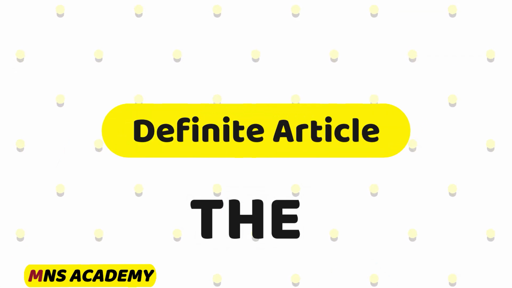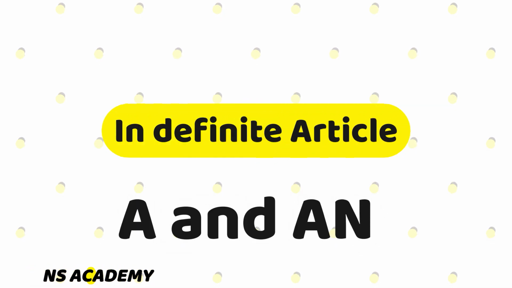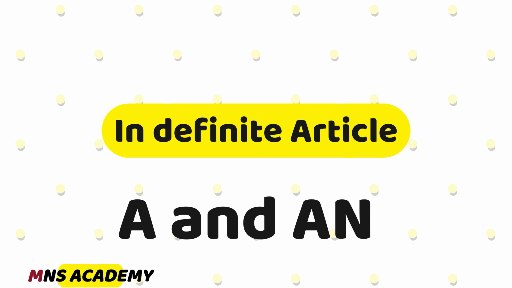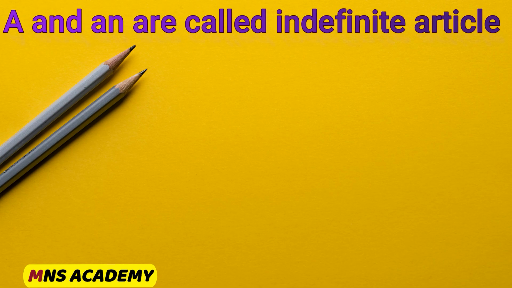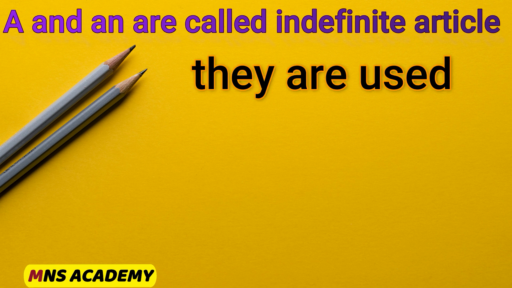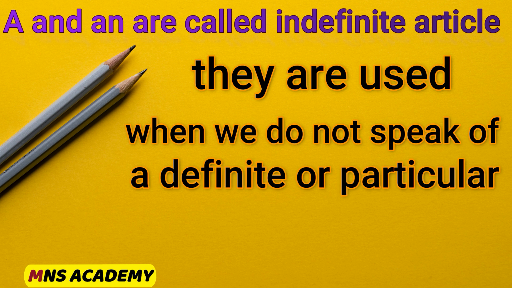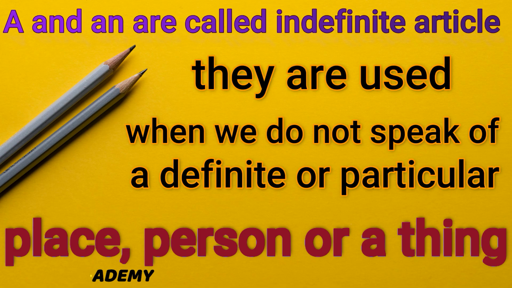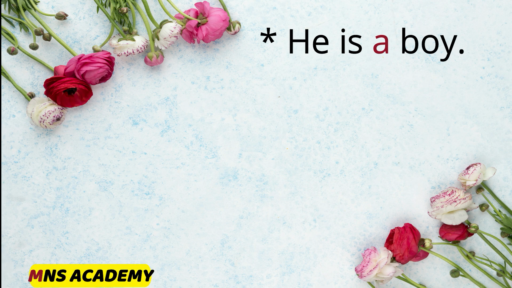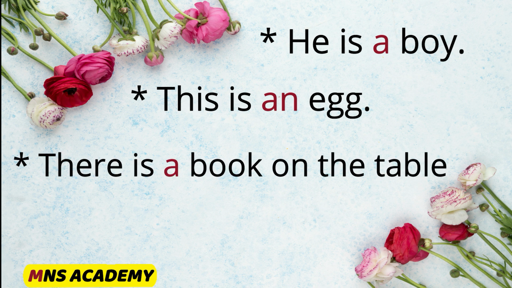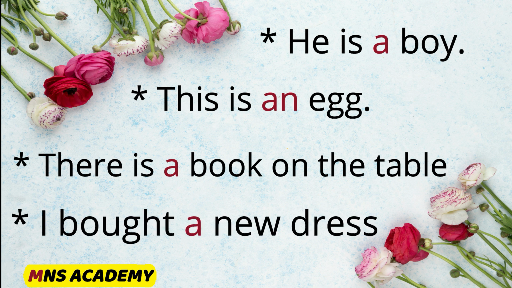The is considered as a definite article. A and an are considered as indefinite articles. A and an are called indefinite articles because they are used when we do not speak of a definite or particular place, person, or thing. For example, he is a boy. This is an egg. There is a book on the table. I bought a new dress. Here in these examples, we are not talking about a definite or particular place, person, or thing. So, we put the articles a or an.